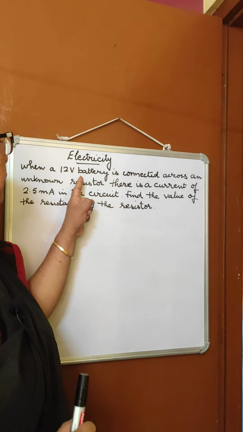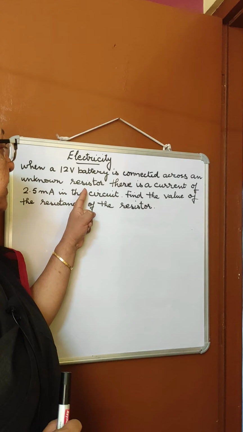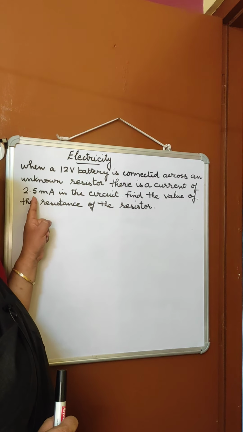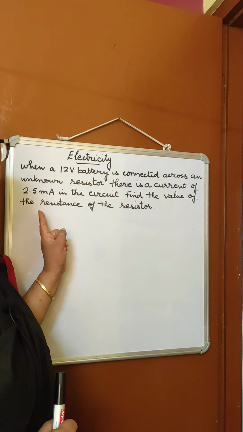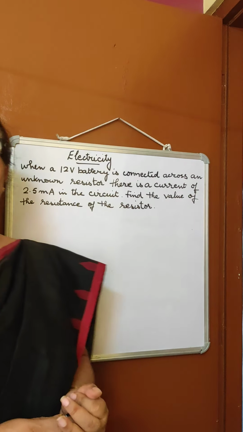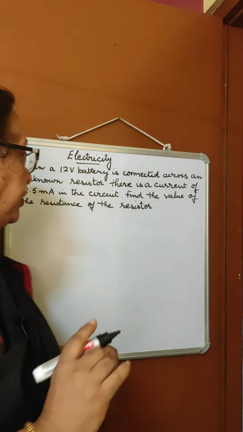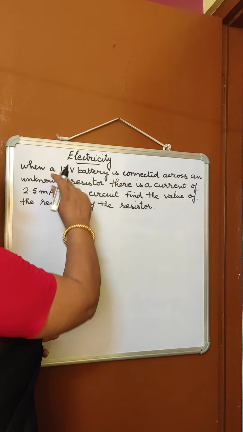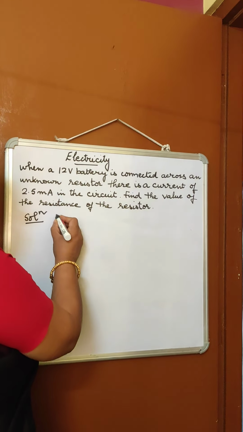When a 12-volt battery is connected across an unknown resistor, there is a current of 2.5 milliampere in the circuit. Find the value of the resistance of the resistor. Okay, so first we write down what all is given in the question. When a 12-volt battery. So let's start the solution.